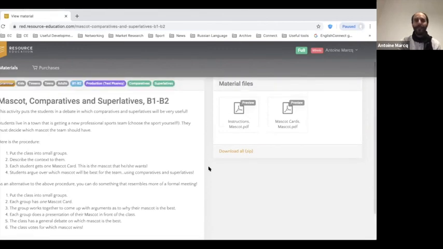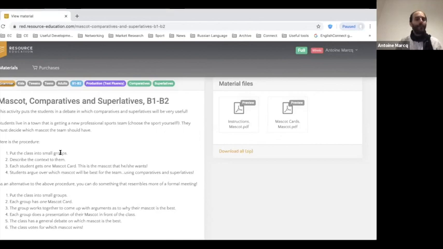So we didn't want to limit the creativity here. So we didn't impose a sport. You choose the sport yourself. There's a new professional sports team coming to town, and we need a mascot. So the procedure is you put the class into small groups, you describe the context of the new professional sports team, and each student is going to get one mascot card. This is the mascot that they want.